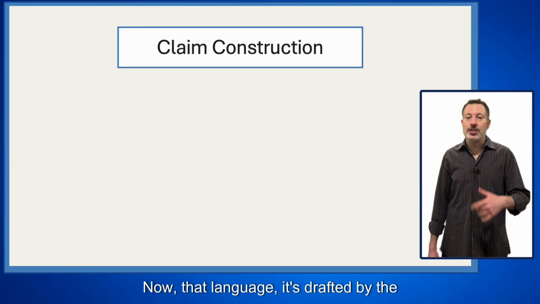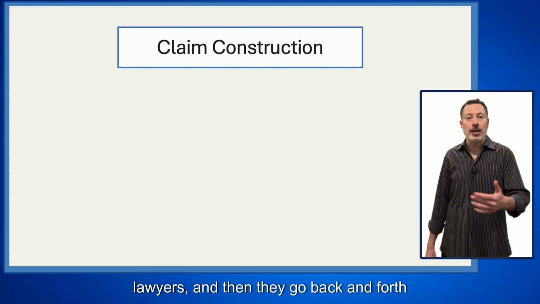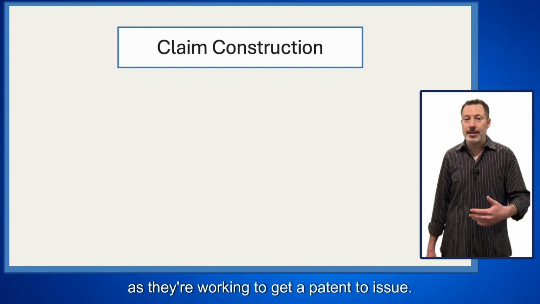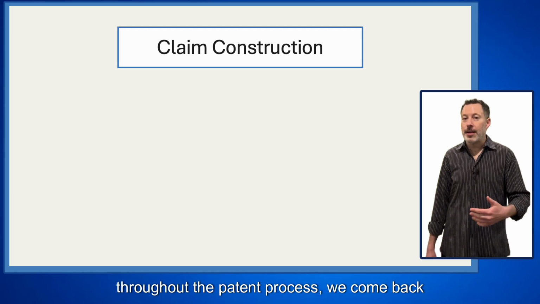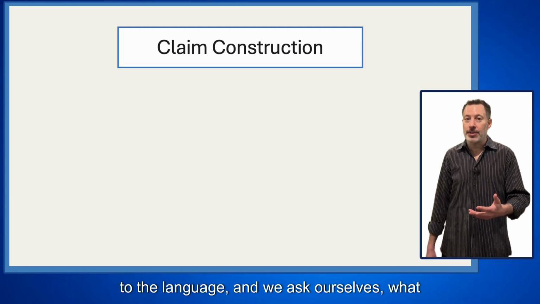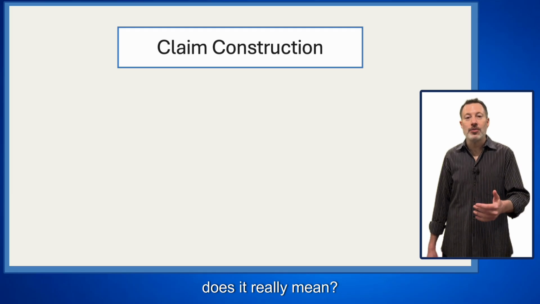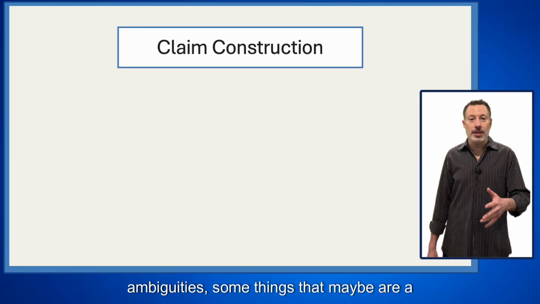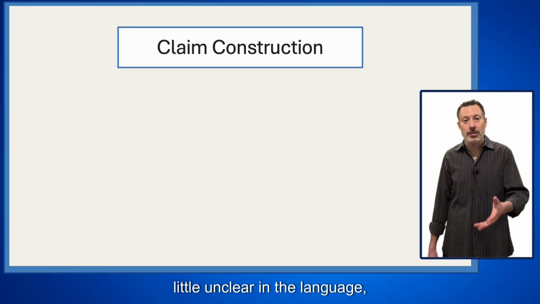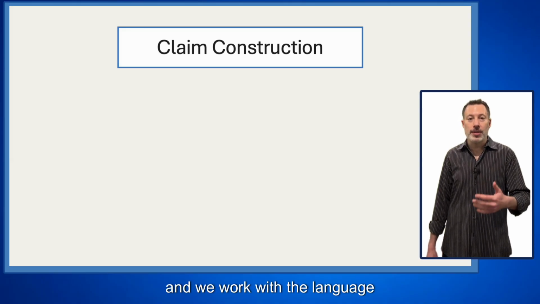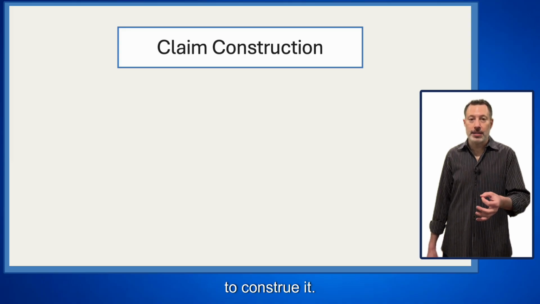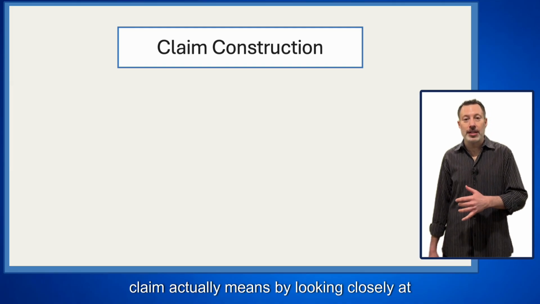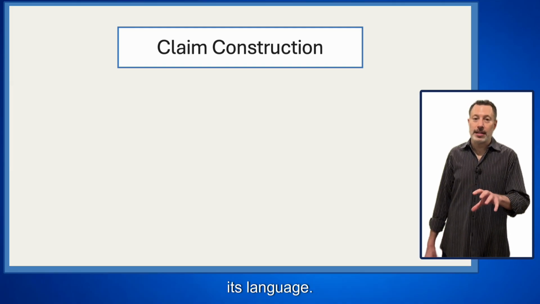Now, that language is drafted by the lawyers, and then they go back and forth with the government, the patent office, as they're working to get a patent to issue. But throughout the patent process, we come back to the language and we ask ourselves, what does it really mean? We push, we prod, we sometimes see some ambiguities, some things that maybe are a little unclear in the language, and we work with the language to construe it, to interpret it, to understand what the claim actually means by looking closely at its language.